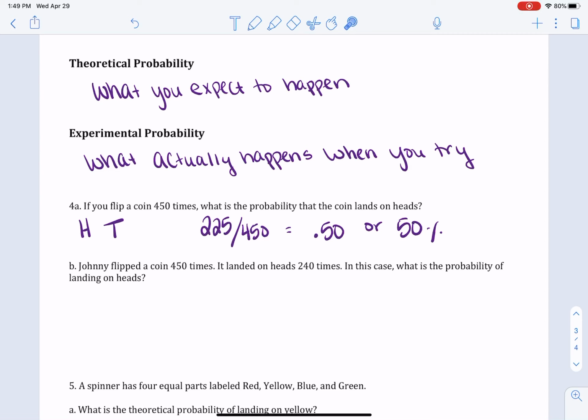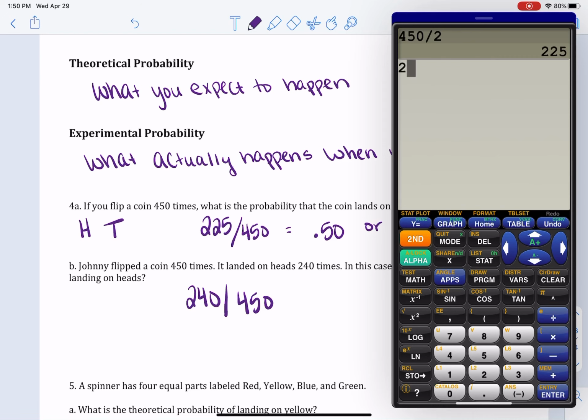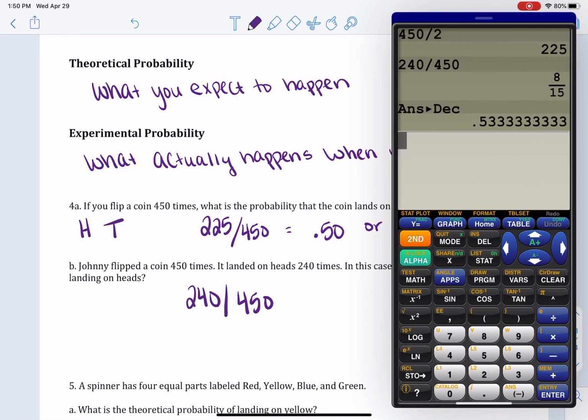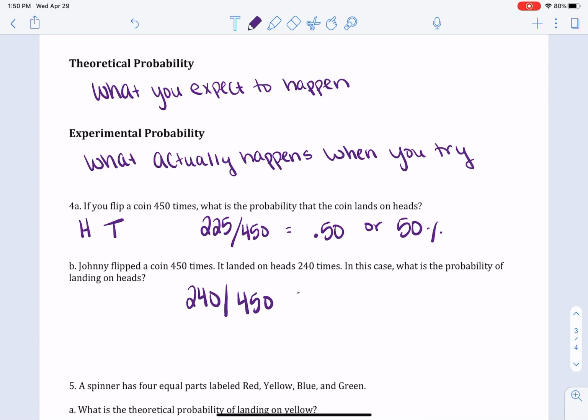In part B, it says Johnny flipped a coin 450 times. So he actually did this. This was his experimental probability, and he recorded what happened each time. And it landed on heads 240 of the times out of 450 that he flipped it. So in this case, what is the probability of landing on heads? In our calculator, you could take 240 divided by 450, and that is about 0.53 or 53% chance that it would land on heads.